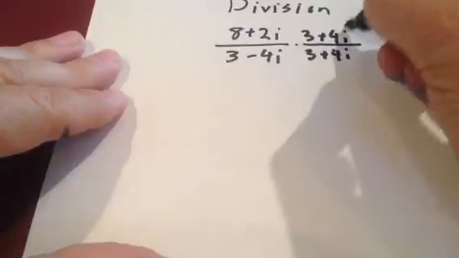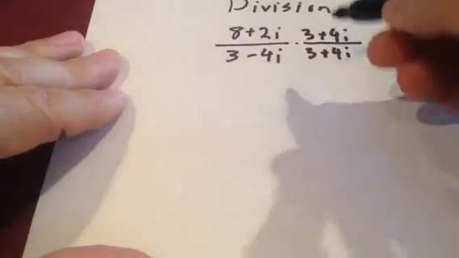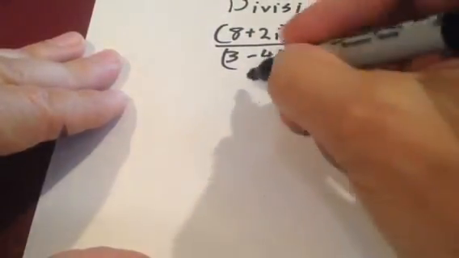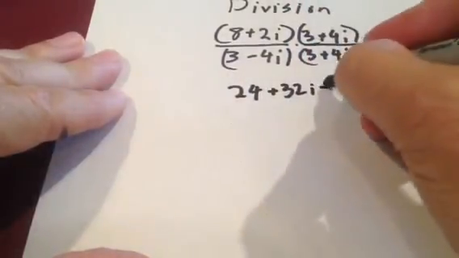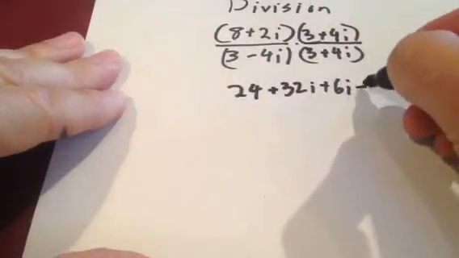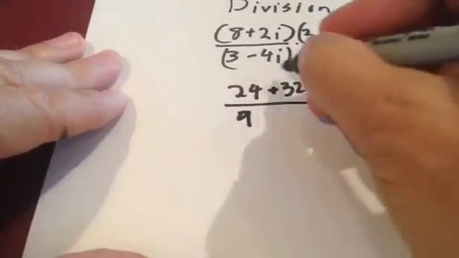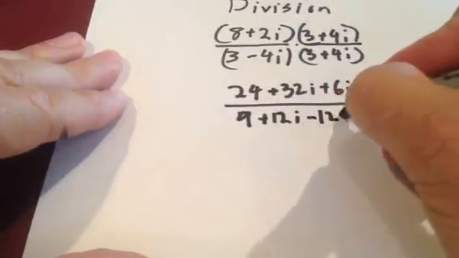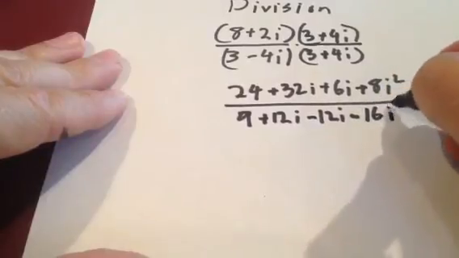Anytime I convert a fraction, I got to multiply the top and bottom by the same number so I don't change the fraction. So this kind of doesn't even turn into division. It's really kind of a multiplication problem. So these are FOILed out. I can put parentheses around them if it makes you feel better. So I'm going to get 24 at the top, 32i, 6i, plus 8i squared, all over 9, plus 12i. Now I could probably skip this step because I know those are going to cancel out. So I could just say, okay, that's going to be a minus 16i squared.